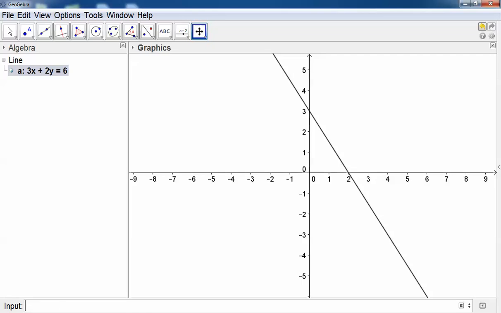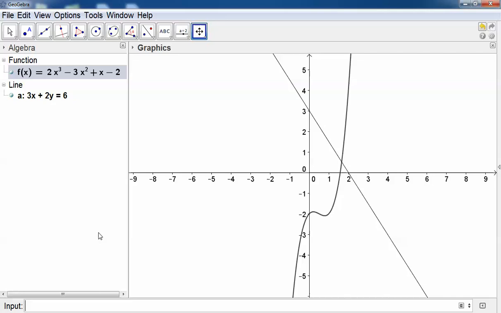Let's construct another graph, for example, the graph of the function f of x equals 2x cubed minus 3x squared plus x minus 2. And again, we can hit the enter button on the keyboard. You'll see the name of the graph appears in the algebra window and the graph in the graphic window.